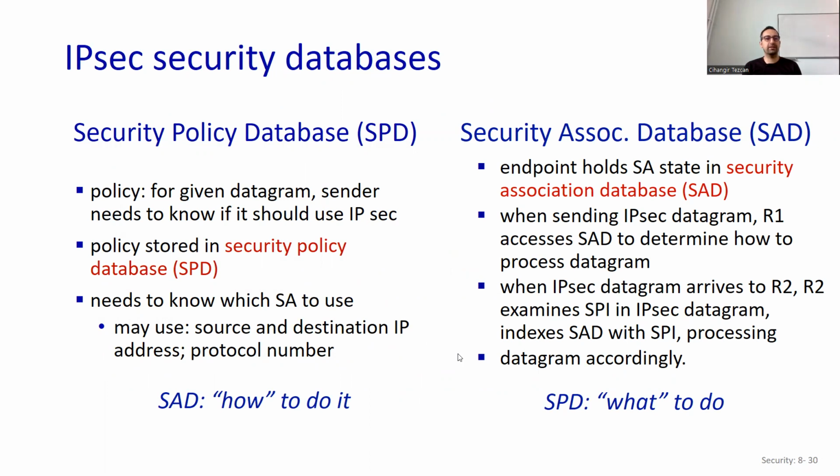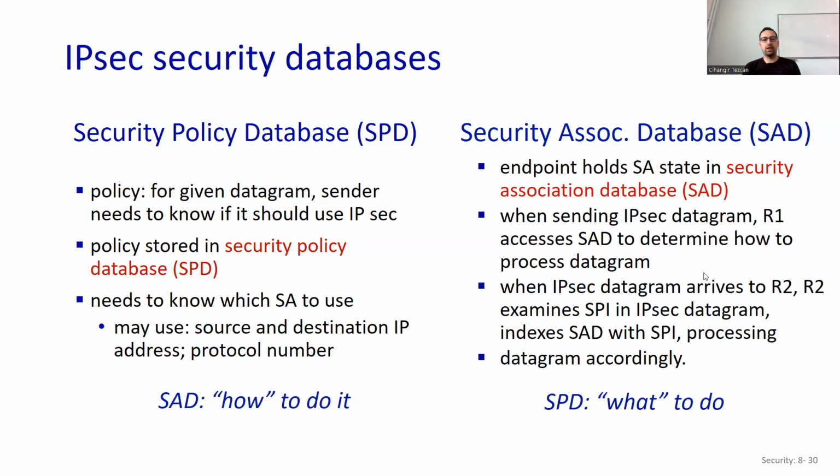Policies: for a given datagram, the sender needs to know if it should use IPsec. Just by looking at the destination in the table, it can understand if it needs to use IPsec or not. Maybe you are sending traffic to the ordinary internet, or maybe you are sending data to one of your workers, who is now in a hotel abroad, and you want to communicate in an encrypted way. So you can think about VPN scenarios here. The policy stored in the security policy database needs to know which SA to use, and may use source and destination IP address and protocol number. So this is what to do.